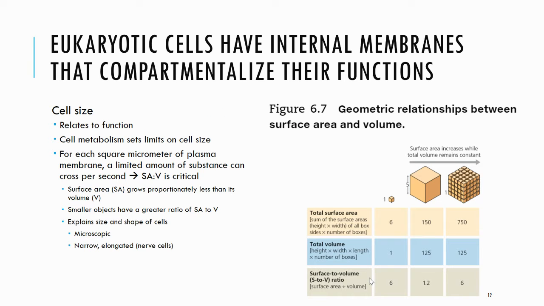Cell size relates to function because cell metabolism sets the limit on cell size. For each square micrometer of plasma membrane, a limited amount of substance can cross per second, which means the surface area to volume ratio is critical. Surface area grows proportionately less than volume. Smaller objects have a greater ratio of surface area to volume, which explains the size and shape of cells. They are microscopic, and like with nerve cells, they are narrow and elongated. But we will do some practice with this in class.